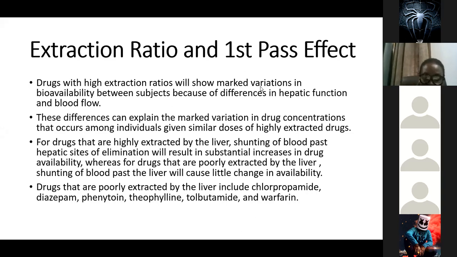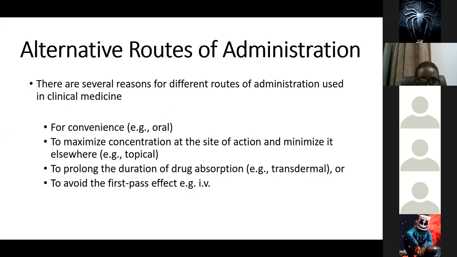So drugs that are poorly extracted by the liver include chlorpropamide, diazepam, phenytoin, theophylline, tolbutamide, and warfarin. There are several more examples. Okay, sorry. So to circumvent this first pass elimination by the liver, we use alternative routes of administration.